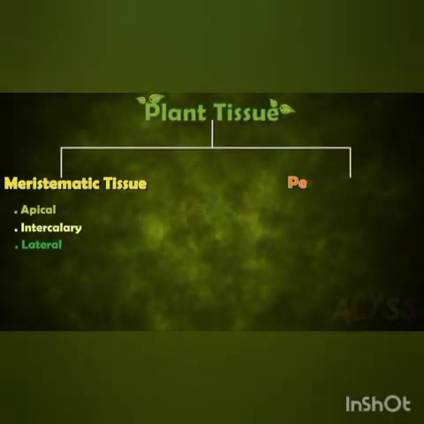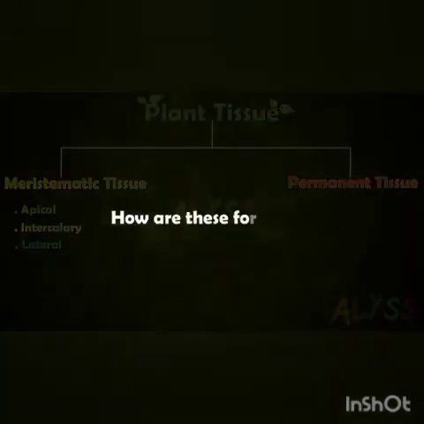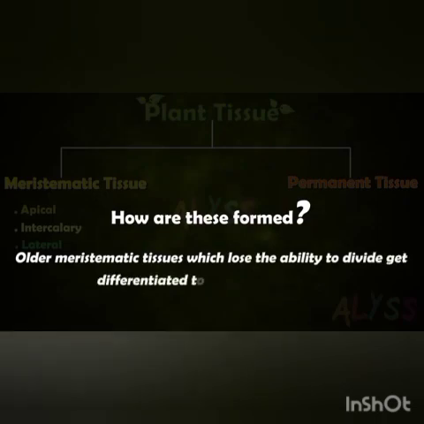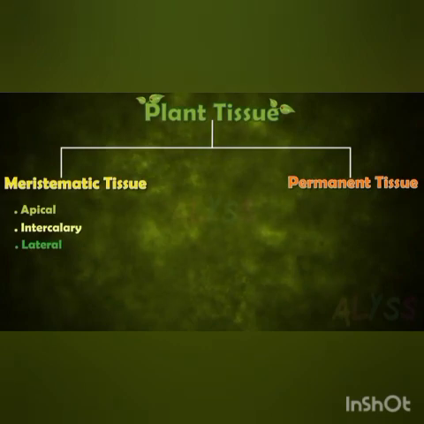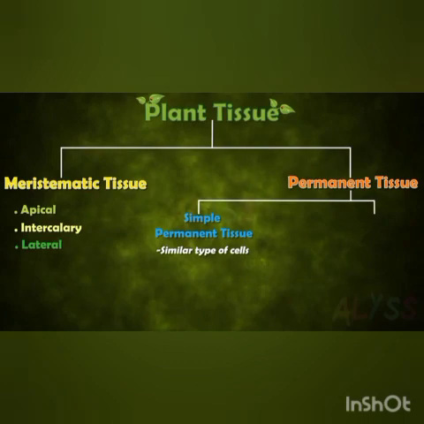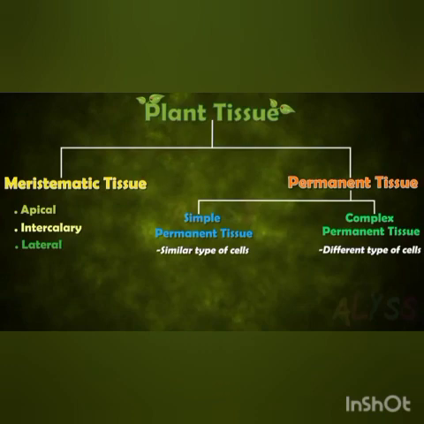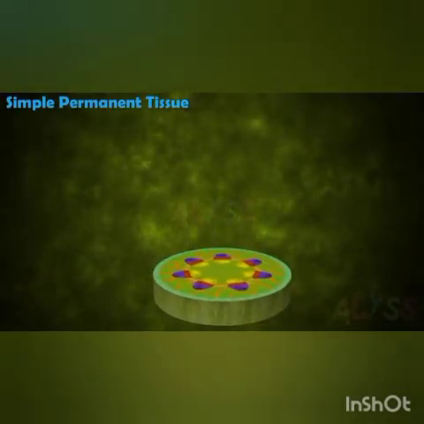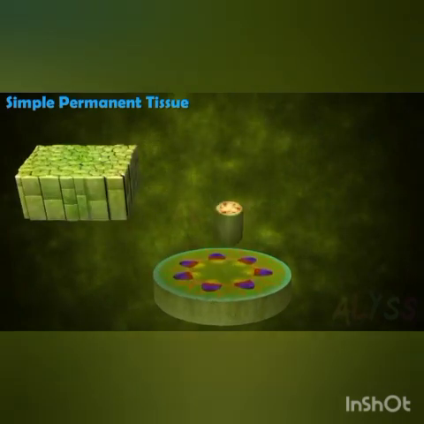Another type of plant tissue is permanent tissue. How are these formed? Older meristematic tissues, which lose the ability to divide, get differentiated into permanent tissues. They are again of two types: simple, which are made up of the same type of cells, and complex, which are made up of different types of cells but performing the same function. Now, on the basis of adaptation in cell structure and their function, simple permanent tissues are further divided into three types.